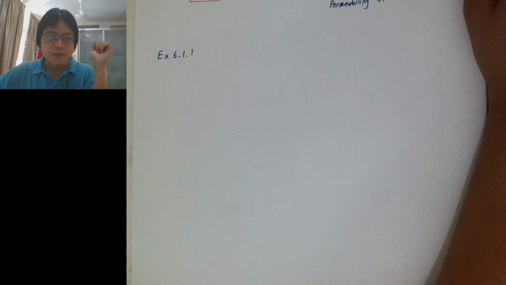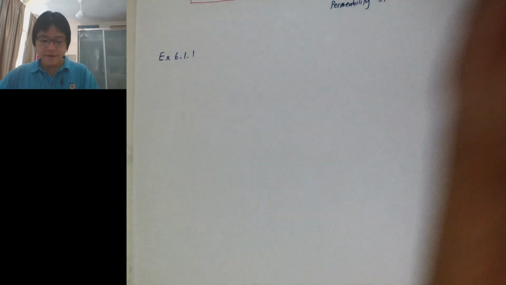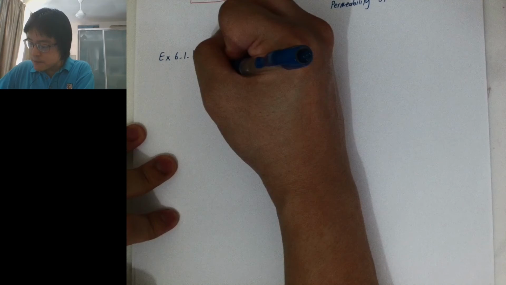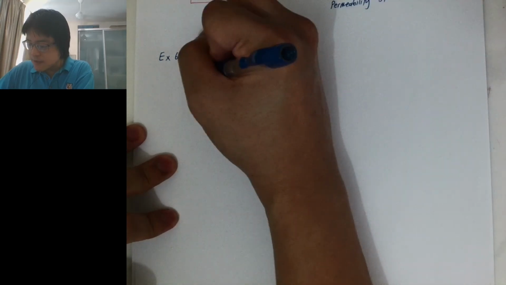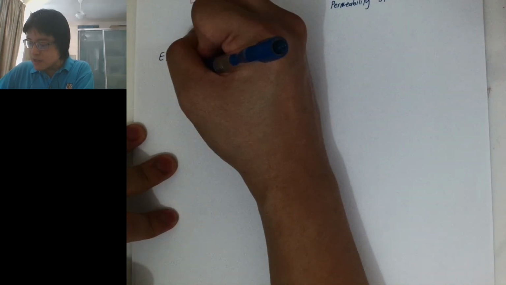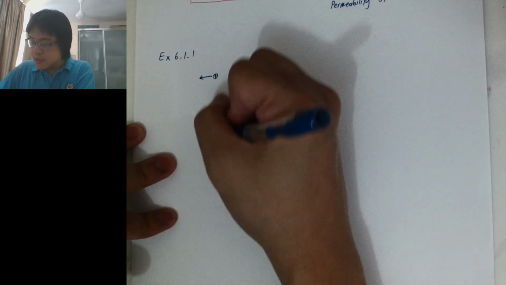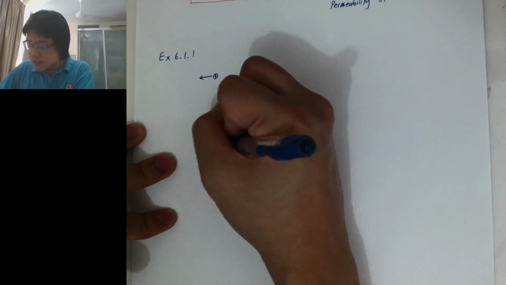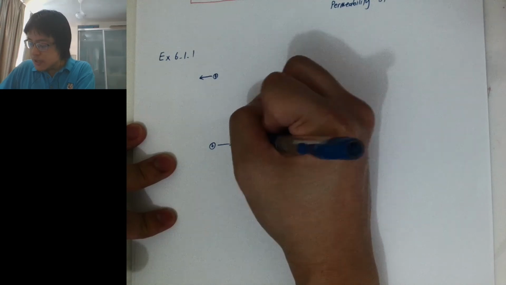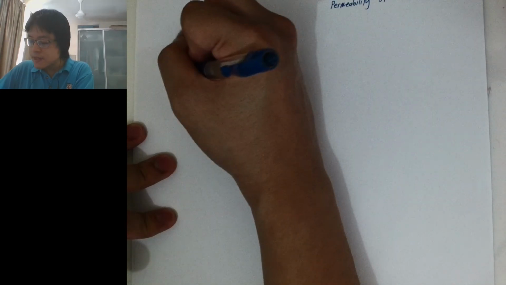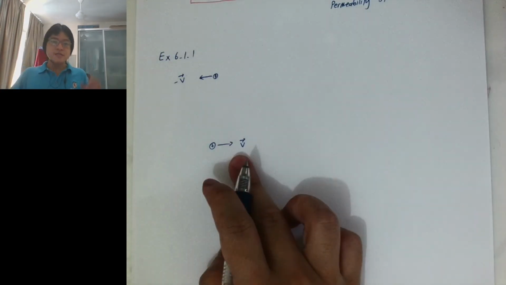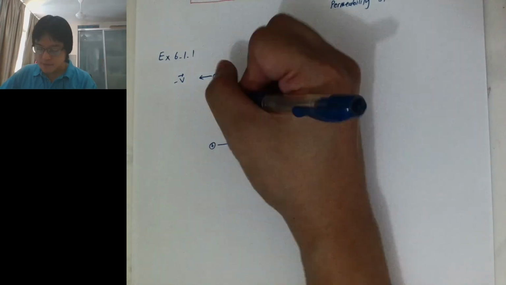Okay, so how do we figure this out? Well, let's draw the situation. Firstly, I have a proton that is positively charged and is moving in this direction, and the other one is also positively charged and is moving this way. So if I call this positive v, then the other one is minus v. Same speed but opposite directions.